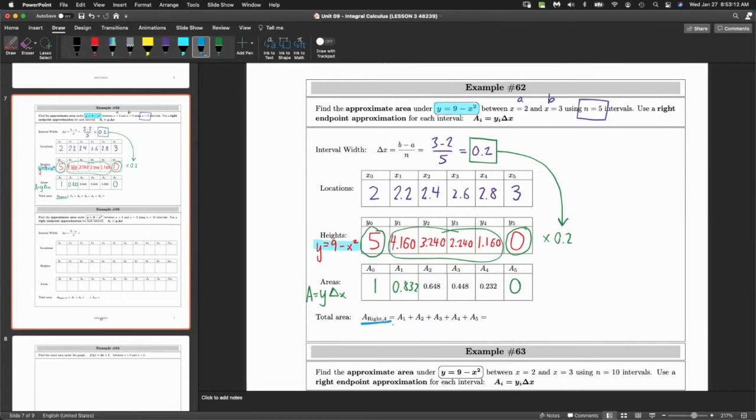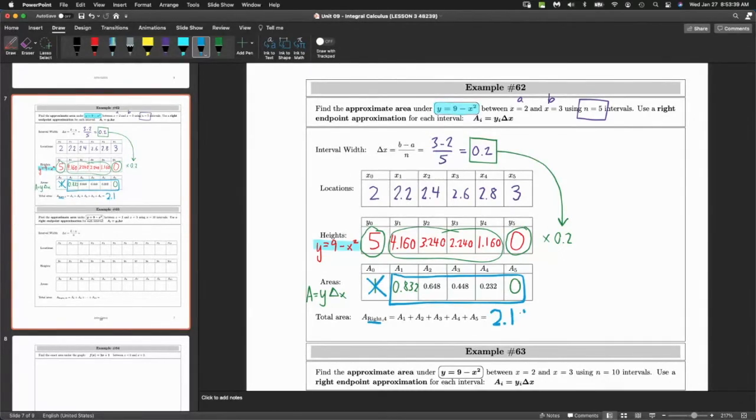We're going to use 4 rectangles here, and we're using the right endpoint approximation. Which of these numbers do I throw away? Thank you. You throw away a naught. So if you add up these numbers here, what do you get? Let me know down here.